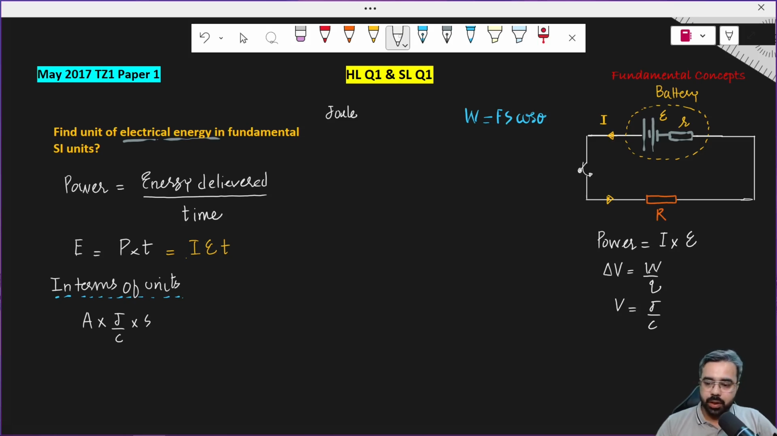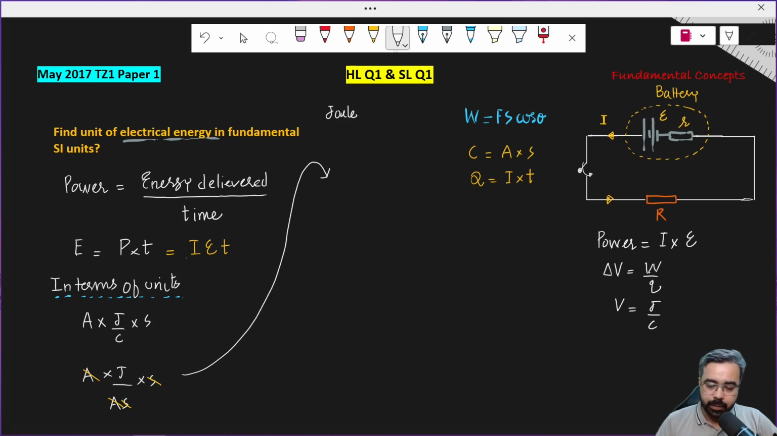Now the coulomb is a derived quantity, okay? And the coulomb is equal to the ampere second, because the charge is equal to the current multiplied by the time taken. So the coulomb can be written as ampere second, multiplied by the second. So this is cancelled out, and now we have just left joule, which I already told you is the unit of energy, but it's good that we have seen it from another equation.